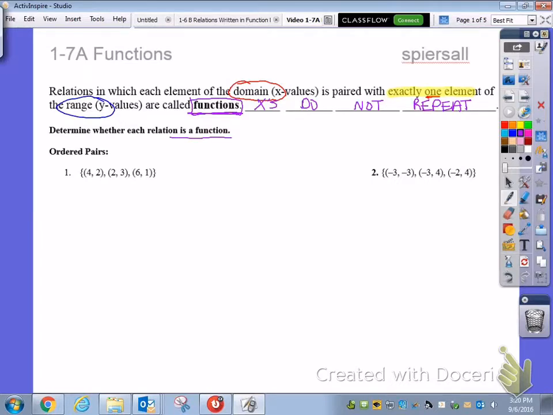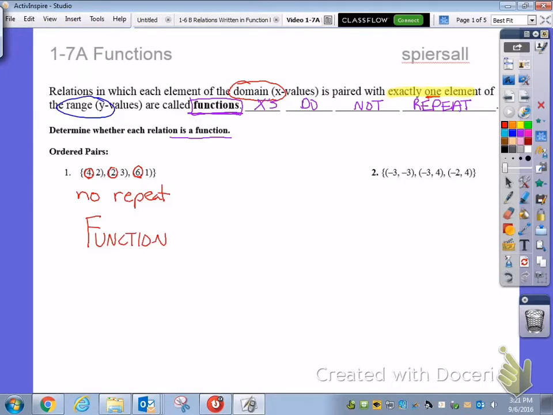So what I want you to do is look at the x value. Now, some of you can't see when I underline or highlight, so I'm going to underline the x values. That is your domain, okay? I have a 4, a 2, a 6. They're all different, so no repeats. If the x's do not repeat, then it is a function.